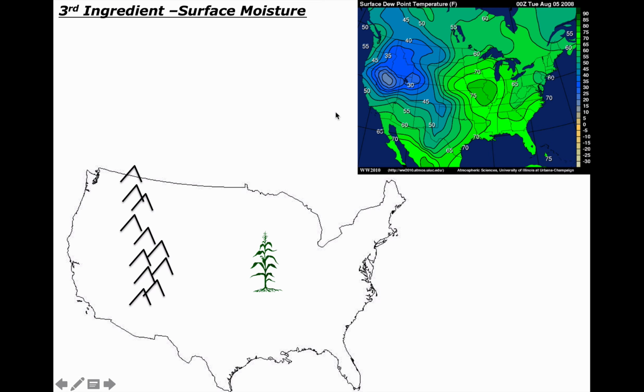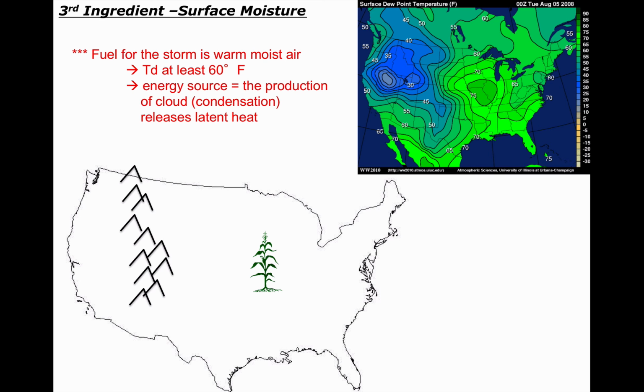All right, let's get into our last two ingredients. Here we go. We now know that we need an unstable atmosphere, ingredient number 1. Number 2, a trigger. But number 3, if that air is dry, it doesn't matter. We've got to have an abundant amount of moisture.